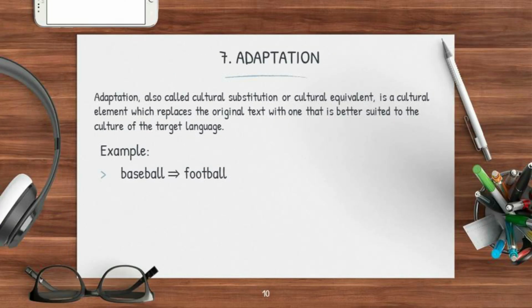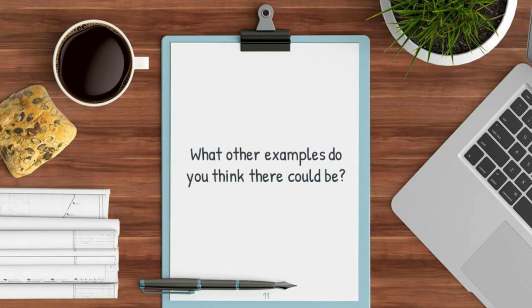7. Adaptation. Adaptation or cultural substitution or cultural equivalent is a cultural element which replaces the original text with one that is a better suit to the culture of the target language. For example, baseball, fútbol. También es fútbol en español. What other examples do you think there could be?